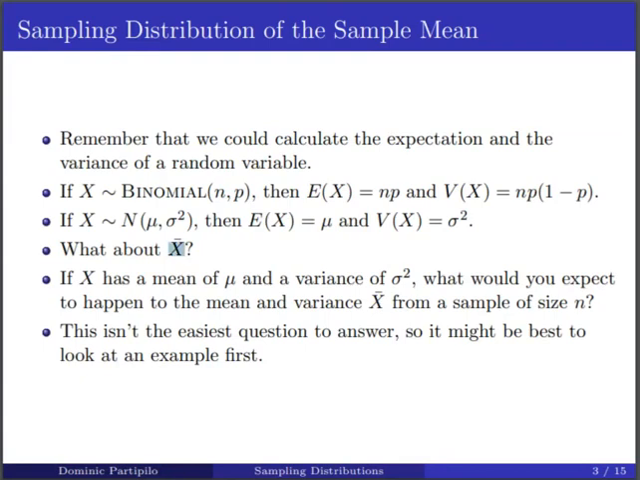But what happens with our sample mean, x bar? If x has a mean of mu and a variance of sigma squared, what will we expect to happen to the mean and the variance of x bar from a sample of size n? On the surface, this isn't exactly the easiest question to answer. So in this case, I think it's probably better to look at an example first.